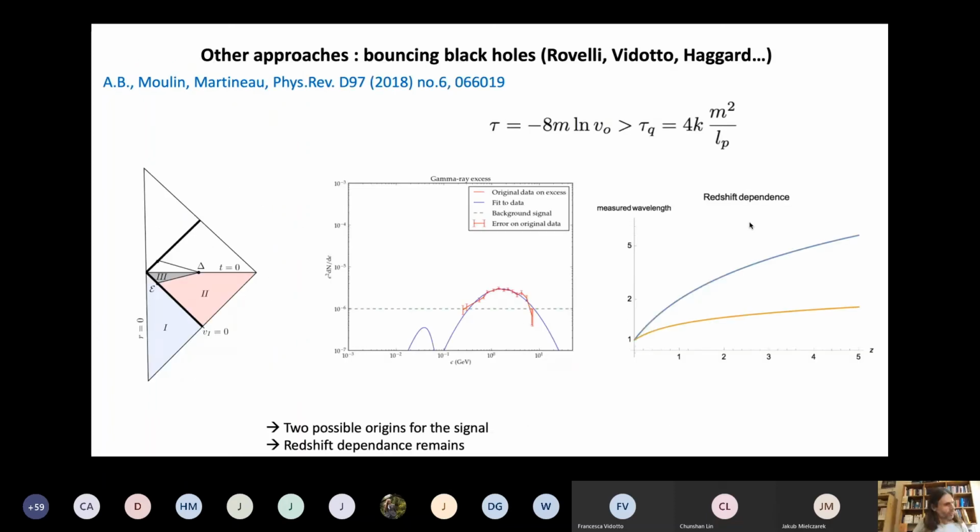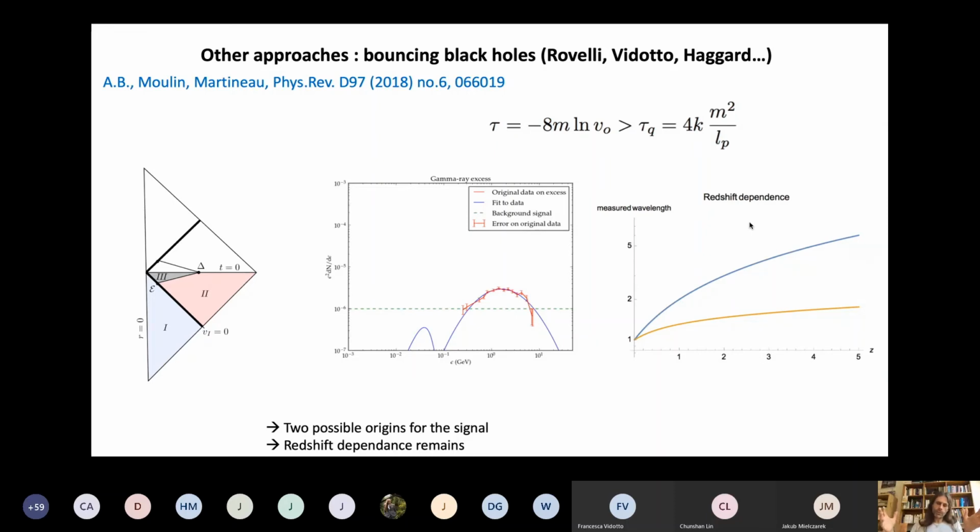So to finish, I have 10 minutes, something like that, right? So to finish, let me now focus on other, maybe more exotic approaches to black holes in quantum gravity. So there was this idea by Rovelli, Vidotto, Haggard, and a few others a few years back, a couple of years in the past, maybe slightly more, of bouncing black holes.